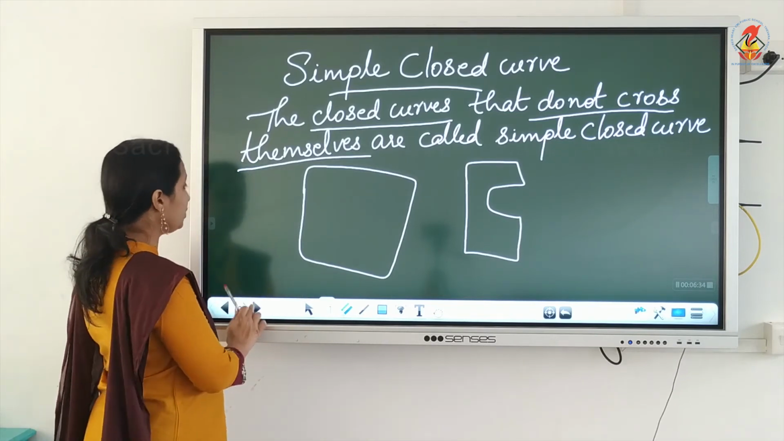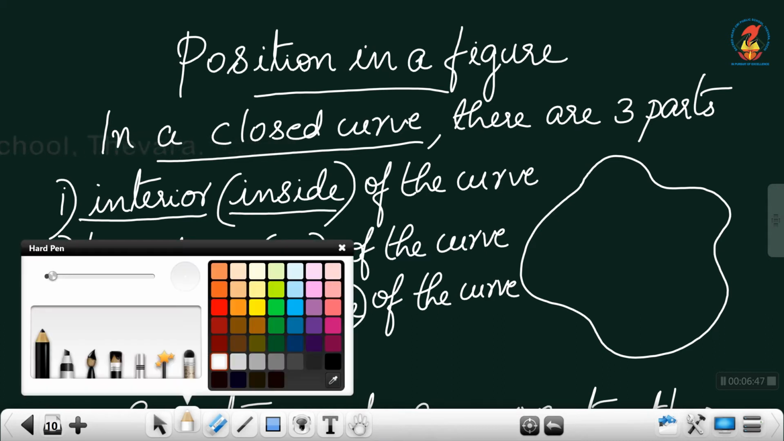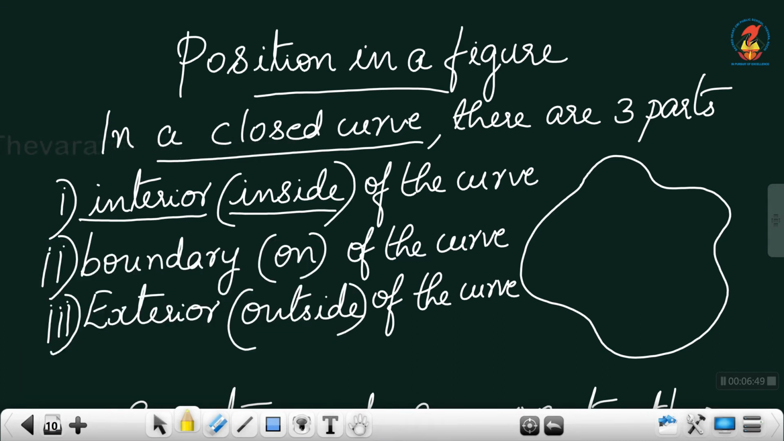Now we have to learn one more topic, position in a figure. Position in a figure means a closed curve has three parts. Which are the three parts? Interior. Interior means inside. Boundary means on the curve. Exterior means outside. So, a closed curve has three parts. Which are the three parts? Interior, exterior and boundary. Instead of the word interior, you can use inside. Boundary means on the curve and exterior means outside the curve.